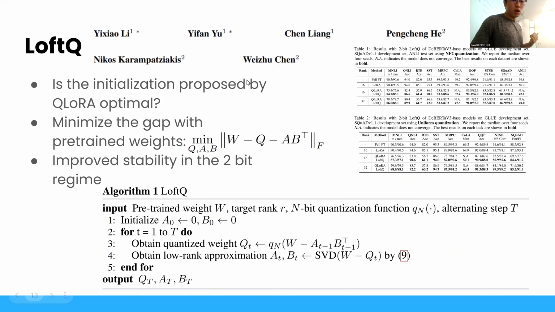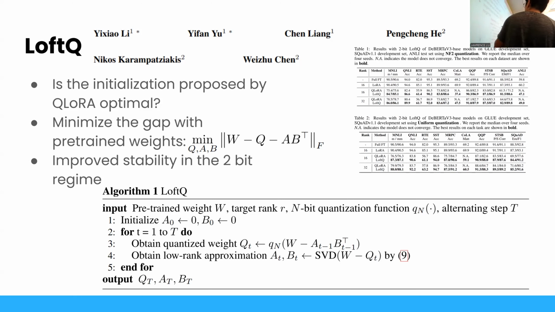So how they do it is you want your initialization point to minimize the gap between the original weight matrix W and your quantized weight matrix plus these low rank adapters. So what they do is they alternate between 2 steps. The first step is they quantize the weight matrix subtracted by the low rank adapters. And then the second one, they take the weight matrix subtracted by the quantized version, and you do SVD to get low rank approximations. And you use these as your starting points for LoRA.